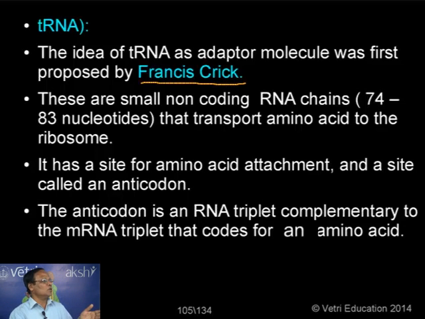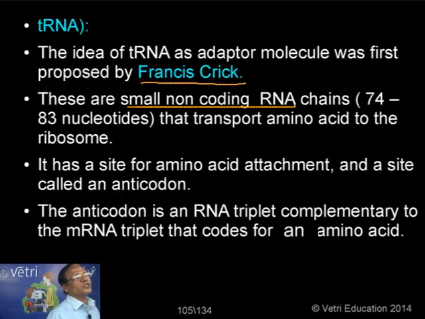It is normally a small non-coding sequence of RNA. The tRNA doesn't have any code for any of the amino acids. That's why we can say it's a small non-coding RNA chain, nearly 74 to 80 nucleotides. Its main function is transporting amino acids to the ribosome for protein synthesis. So it's a small non-coding RNA because it has only 74 to 83 nucleotides.